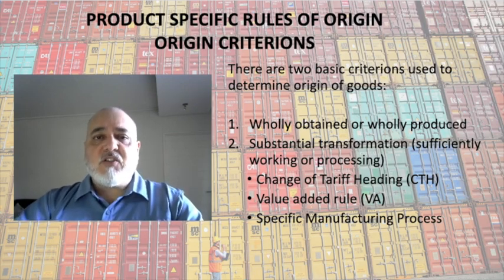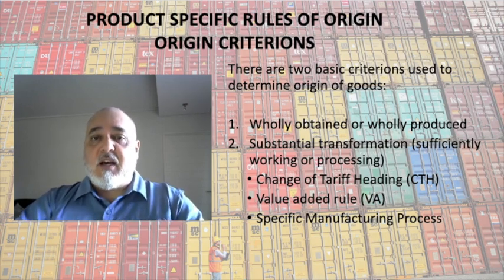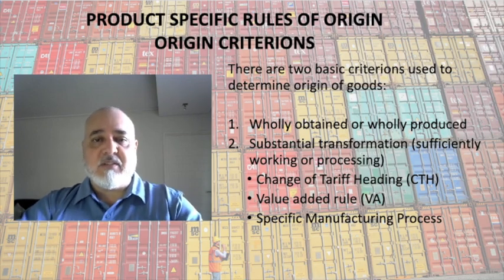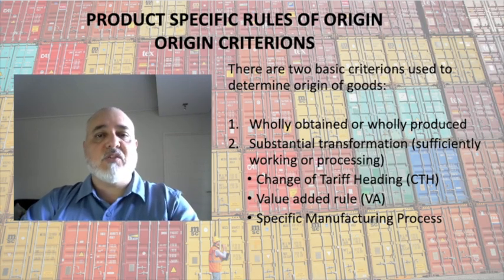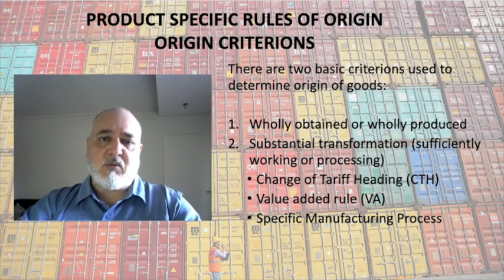So there are two basic criteria used to determine the origin of goods. The first criterion is based on whether the goods are wholly obtained or wholly produced in a specific country. And the second criterion is based on substantial transformation, which means the goods have undergone sufficient work or processing to be considered as originating in a particular country.